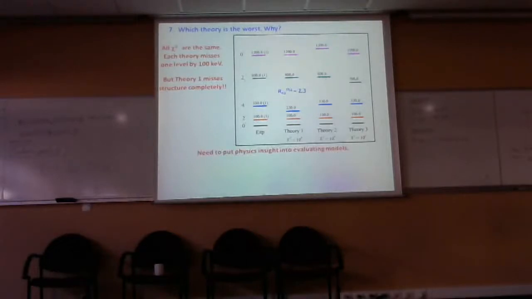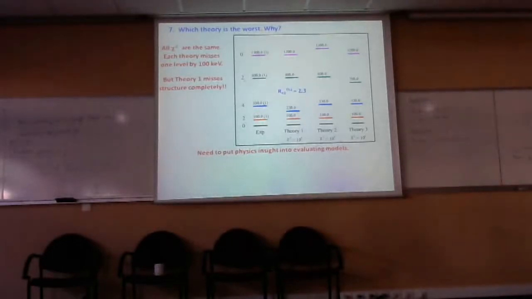The message here is you need to put some physics insight into evaluating models. You can't just go blindly and look at chi-squareds. Well, here it wouldn't help. Or just say, well, they're all equal.